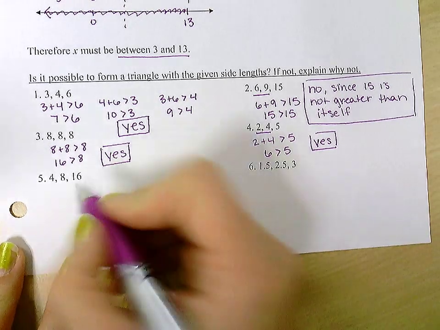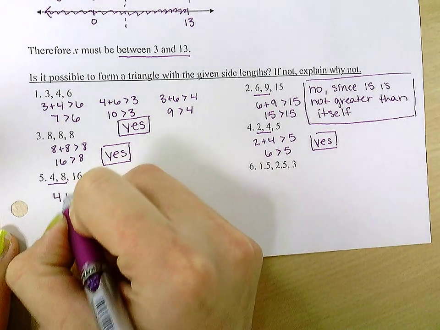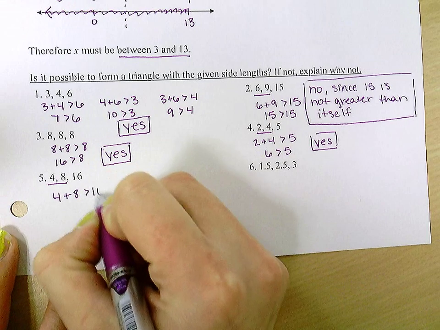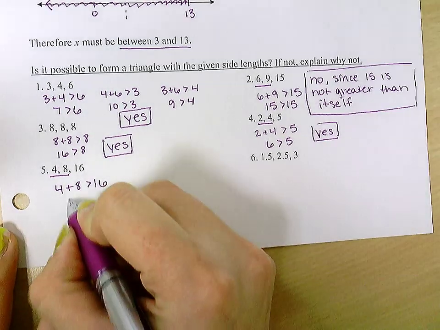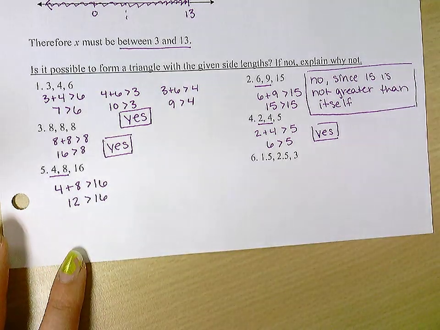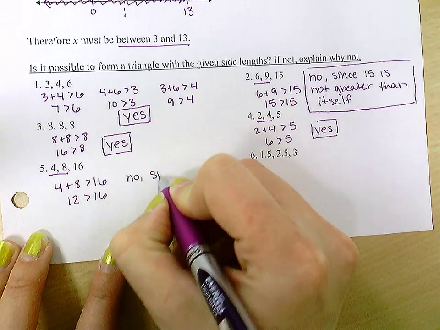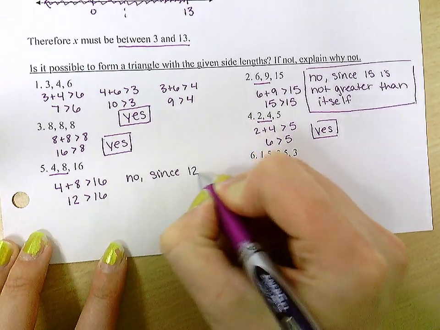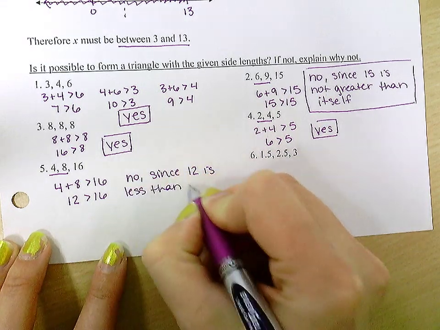Number 5, our smallest sides are 4 and 8. So add 4 and 8. They have to be greater than your largest side, which is 16. Okay, 4 and 8 is 12. 12 is not greater than 16. So this is no. Since 12 is less than 16.